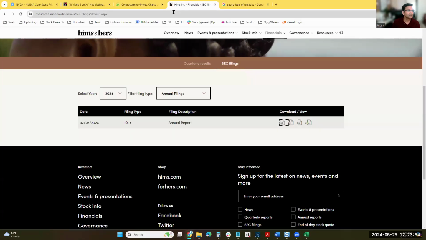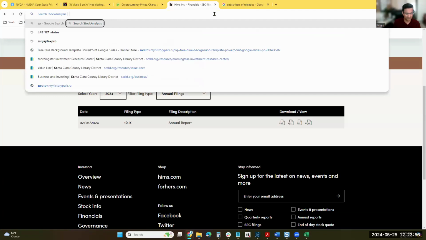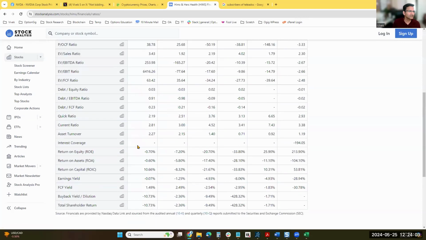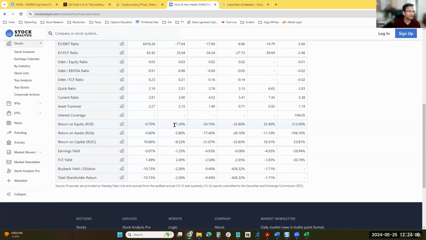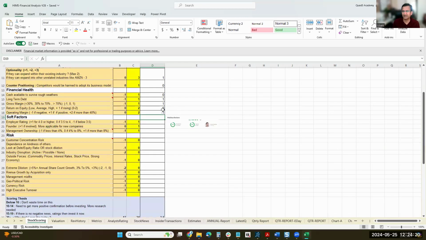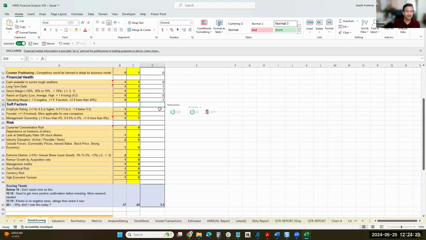Let's go to the ratios. Look at ROE. Pretty bad. Negative. So ROE, low average, 0 to minus, it is 0. Operating margin, it is negative. Not even, I mean, 3% in just one quarter. It could be an aberration. I want them to show consistent operating margin before I start awarding them.